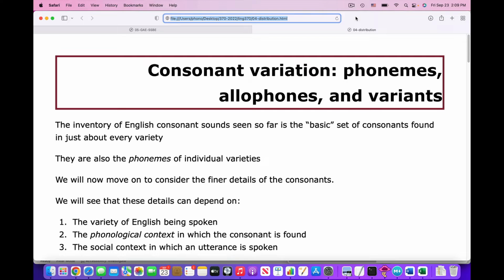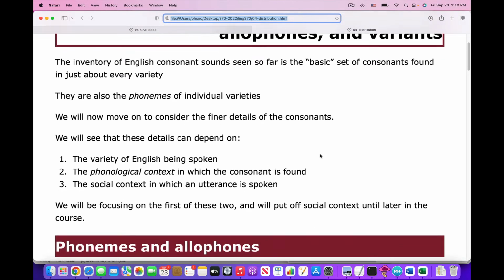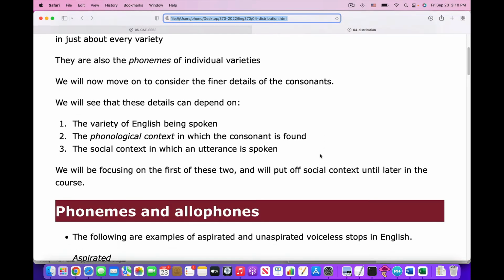and we're going to see that the details can depend on the variety of English being spoken, the phonological context in which the consonant is found. And so that's when we're looking at allophonic variation, and also the social context in which an utterance is spoken. We're not going to speak so much about the social context right now. We're going to focus on differences between varieties and things we see across phonological contexts.